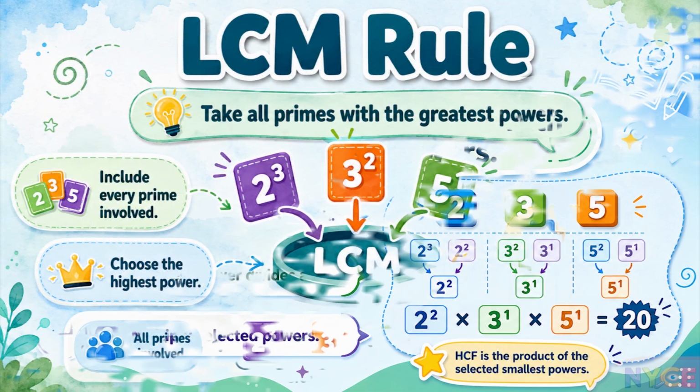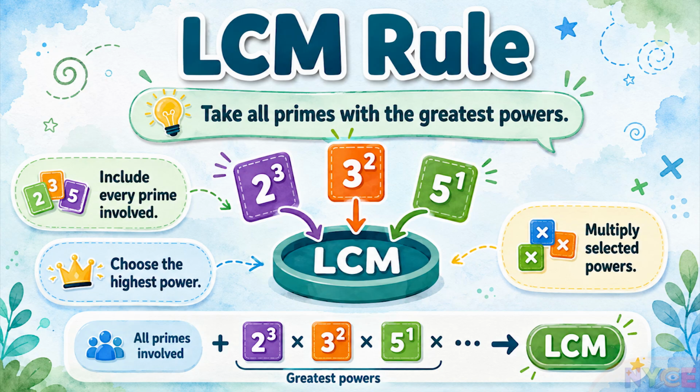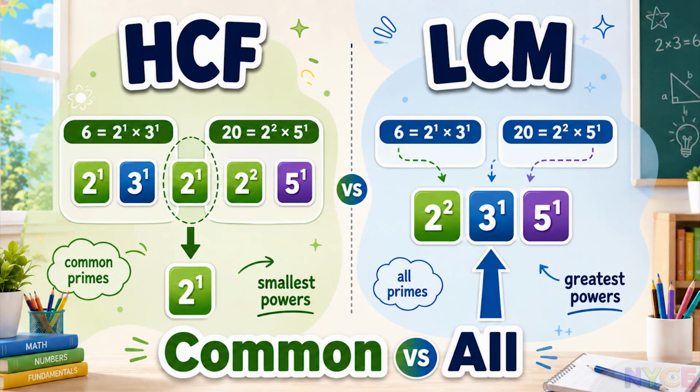LCM is used when we want the first common meeting point, like flashing lights, repeating bells, or step patterns. For LCM, take all prime factors involved with the greatest powers. HCF takes common primes with smallest powers. LCM takes all primes with greatest powers.